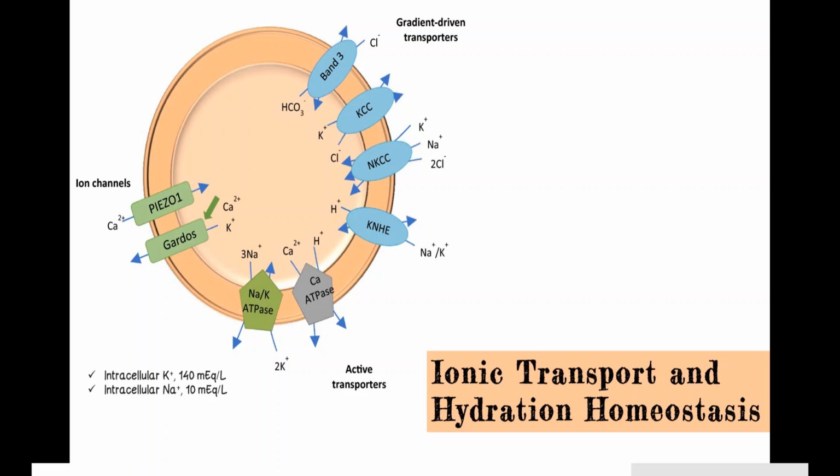Okay? So there has to be a balance in the inward diffusion of sodium to supply enough water. There has to be a balance between the inward diffusion of sodium to supply water and the outward diffusion of potassium to remove excess water. Okay? I hope that's clear.